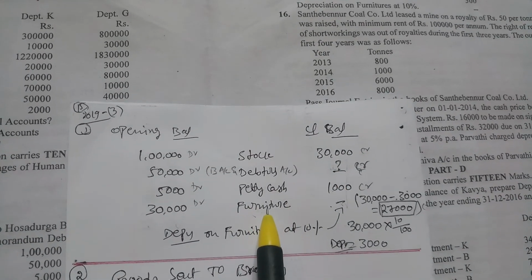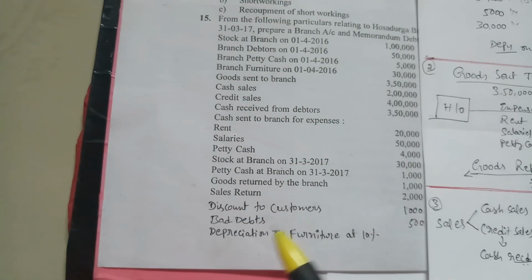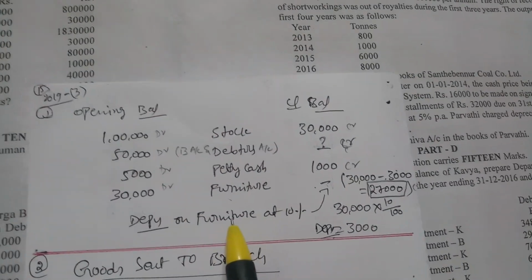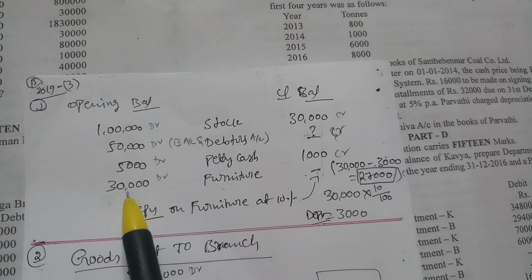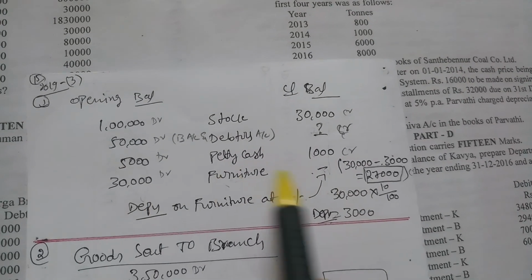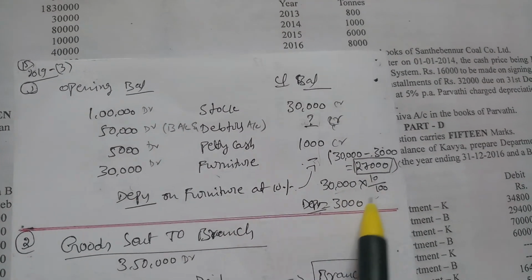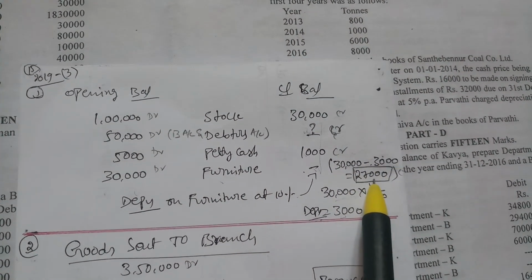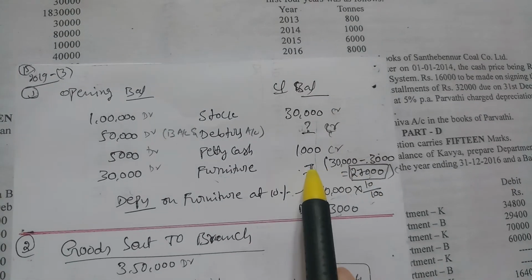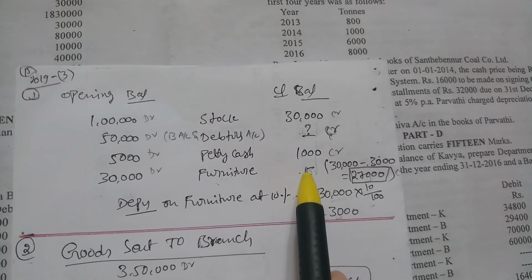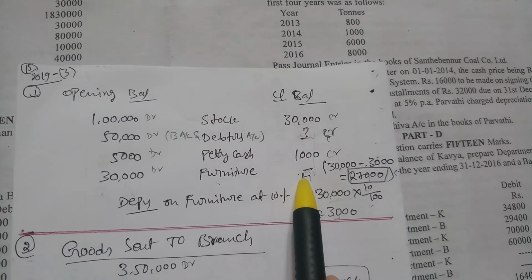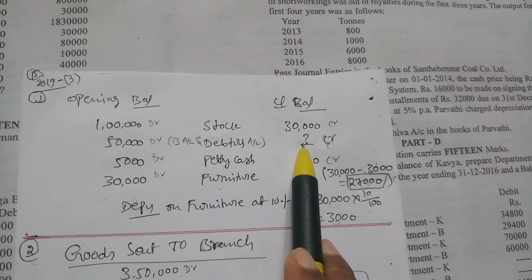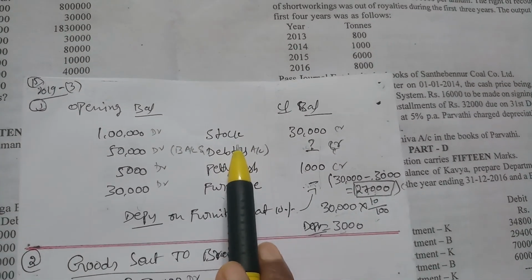For furniture, the problem gives depreciation on furniture at 10%, so I have taken 10% depreciation. The opening balance of the furniture is 30,000 rupees. 30,000 into 10% is 3,000 depreciation. 30,000 minus 3,000 gives 27,000. This 27,000 is the closing furniture. Got it? So this is part 1.